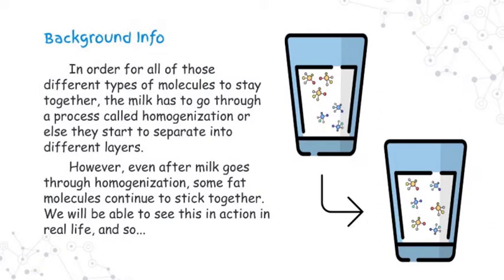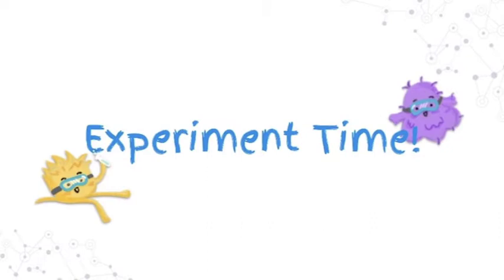In order for all of those different types of molecules to stay together, the milk has to go through a process called homogenization, or else they start to separate into different layers. However, even after milk goes through homogenization, some fat molecules continue to stick together. We will be able to see this in action in real life, and so it's experiment time.